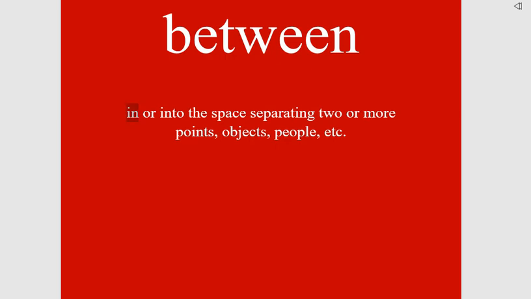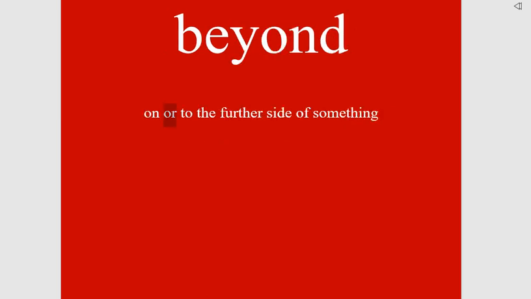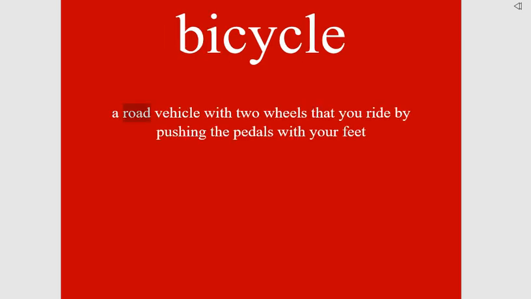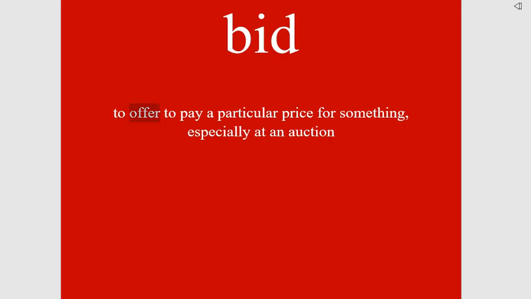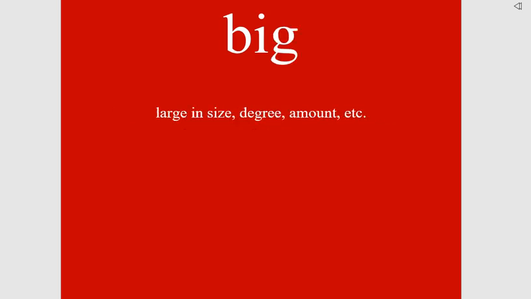Between. In or into the space separating two or more points, objects, people, etc. Beyond. On or to the further side of something. Bicycle. A road vehicle with two wheels that you ride by pushing the pedals with your feet. Bid. To offer to pay a particular price for something, especially at an auction. Big. Large in size, degree, amount, etc.